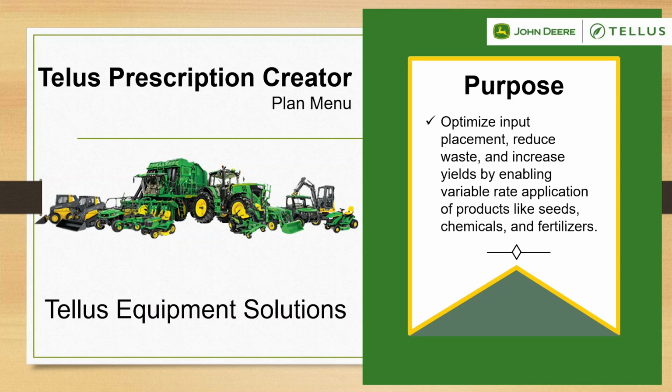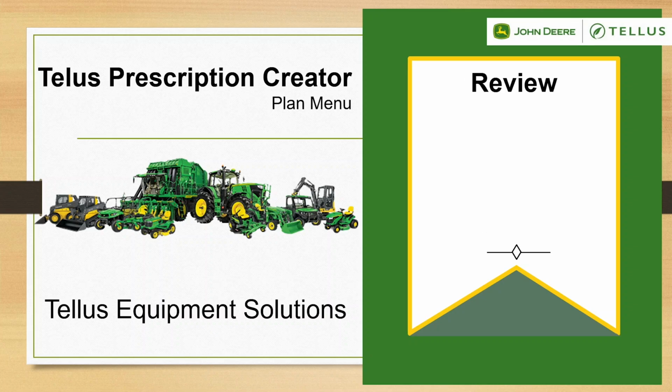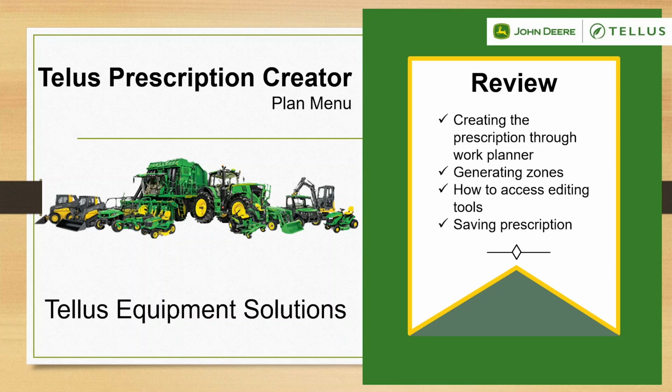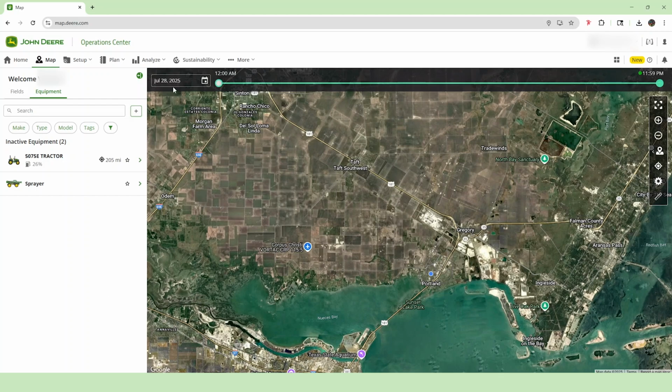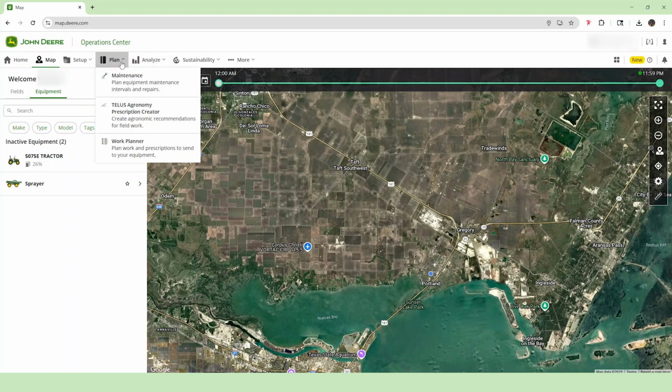These prescriptions, created within the Operations Center using TELUS Prescription Creator, allow for tailored application rates based on specific zones within a field, maximizing economic benefit. We will review how to create a prescription through Work Planner, generating zones, where to access editing tools, and saving the prescription. Navigate to the Plan menu and select TELUS Agronomy Prescription Creator.